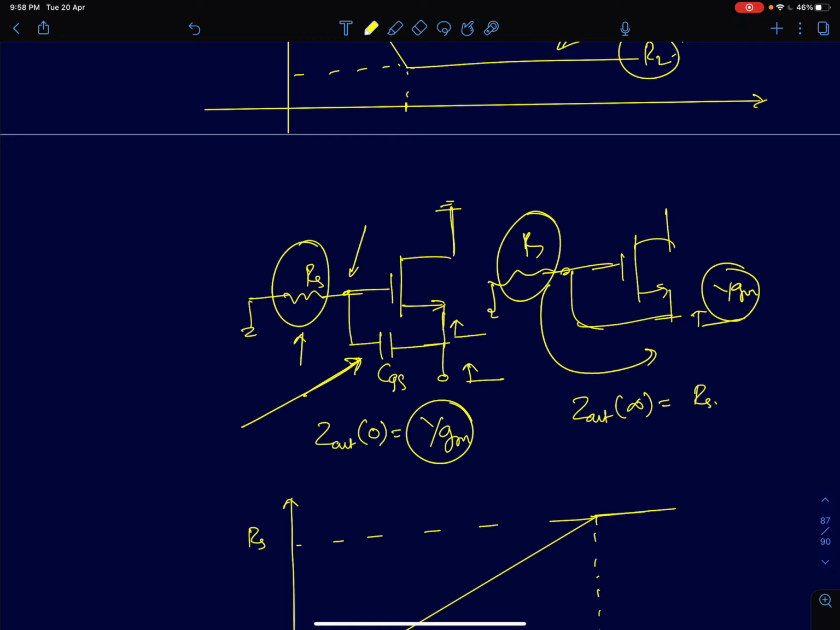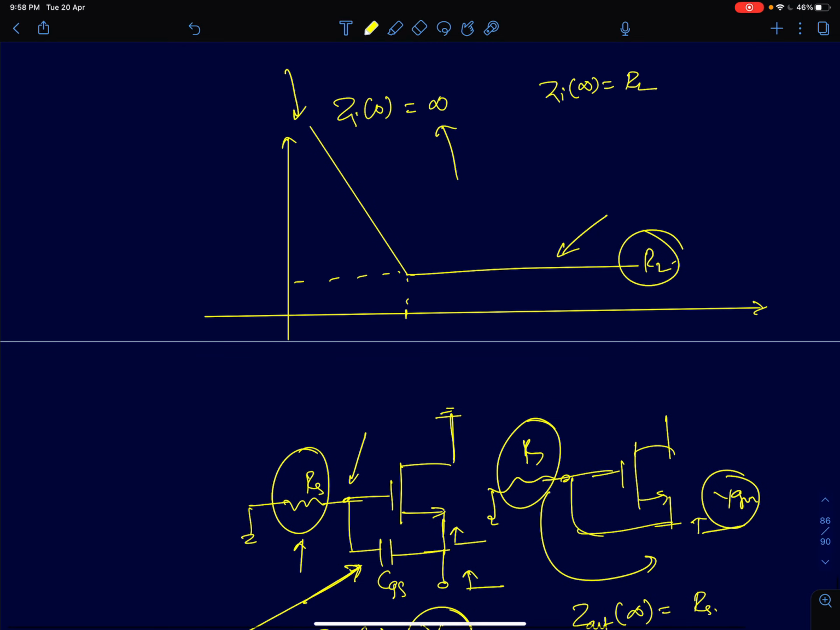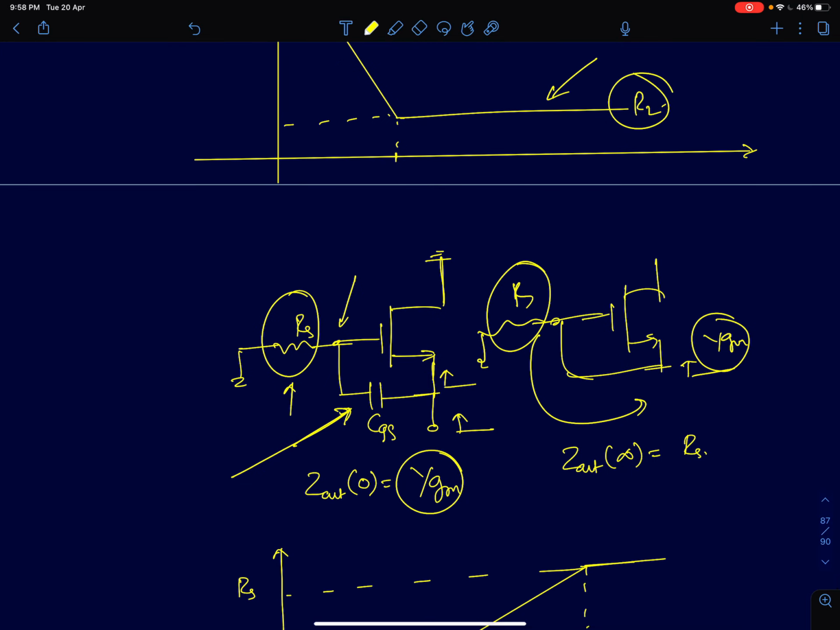In the next lecture, I'll tell how to derive an exact expression for the input impedance of a common drain amplifier using some interesting approximations.